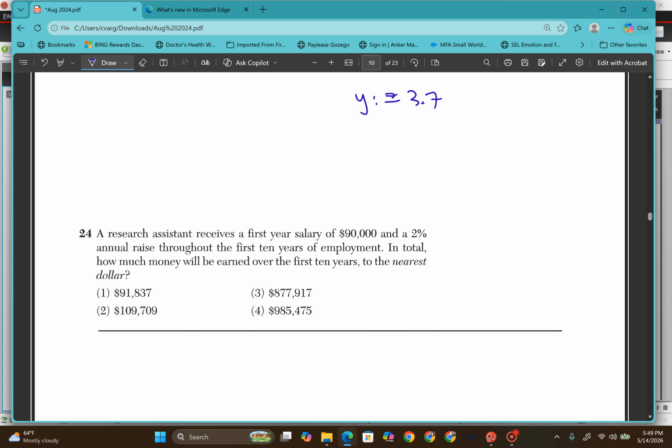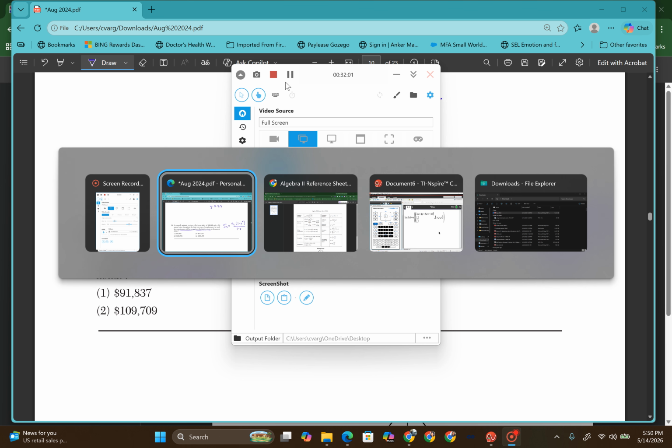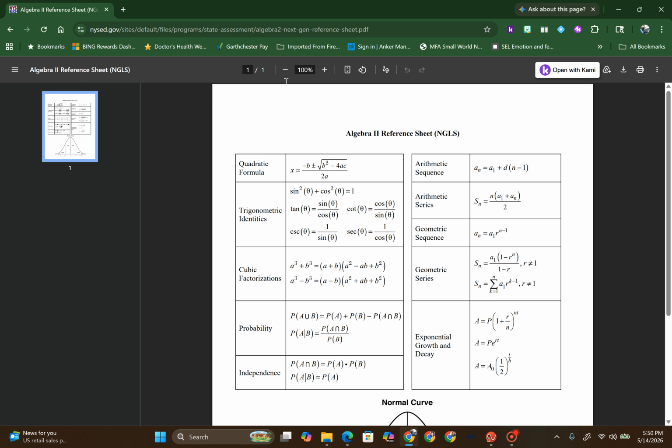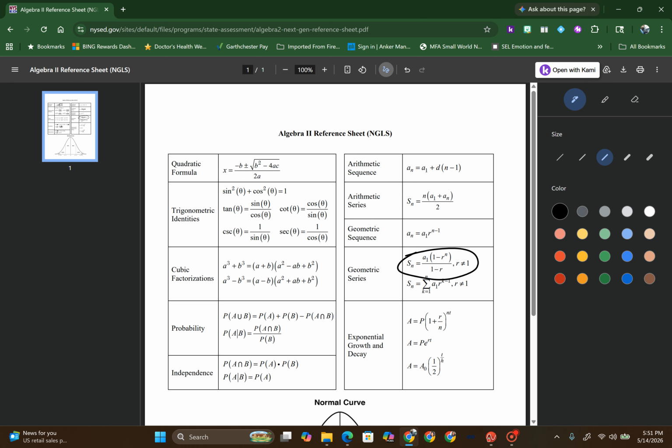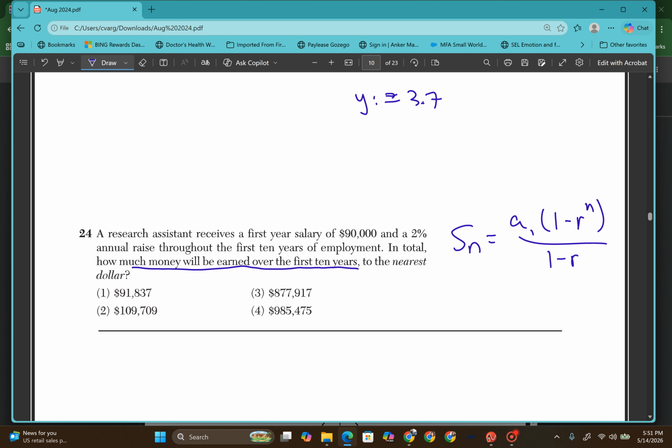24. This is usually a question that they always ask. How much money will be earned over the first 10 years? So this is a summation question, right? Let me just pause real quick. All right. So on your formula booklet, you'll see this one over here, right? It is telling you that there's a percent growth. So this indicates that it's a geometric series. So that's the formula that you're going to use.